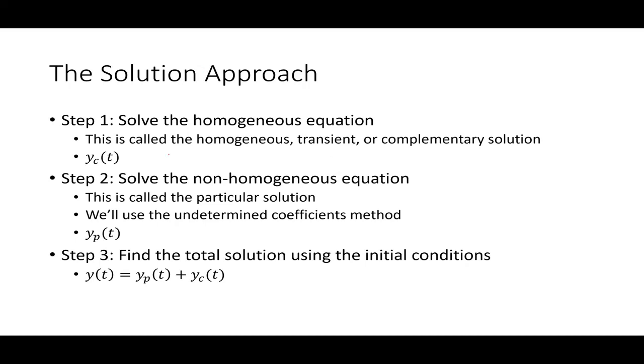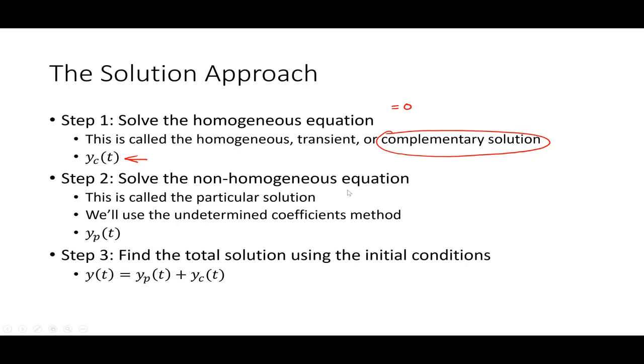The first is that I solve the homogeneous equation. In other words, I solve the differential equation equal to 0. Okay? The solution that I get is called either the homogeneous, the transient, or the complementary solution. The book uses the term complementary, so I will refer to it that way, y sub c. So our first step is to solve the homogeneous equation, which is where the equation is equal to 0.